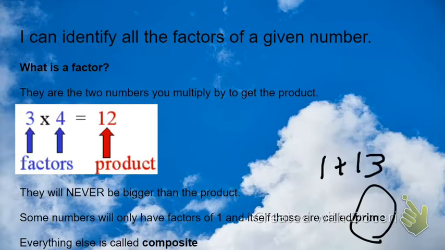And then we have another word called composite. An example of a composite number would be the number 12 here, because not only does 12 have 1 and 12 as factors, but it also has 3 and 4 and 2 and 6. So that is an example of a composite number because it has factors other than 1 and itself.